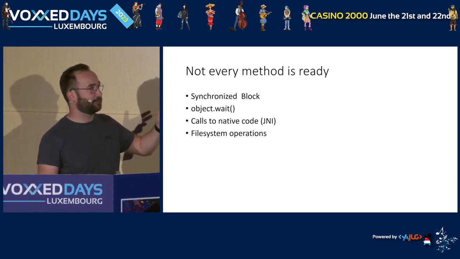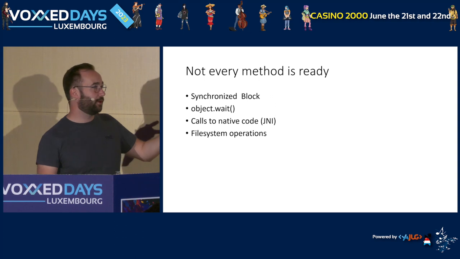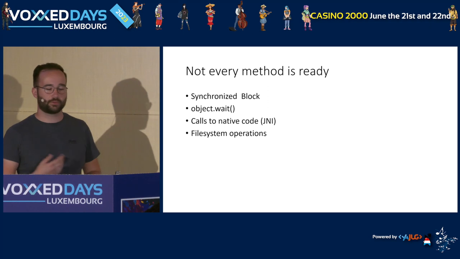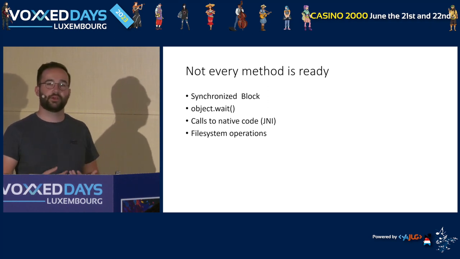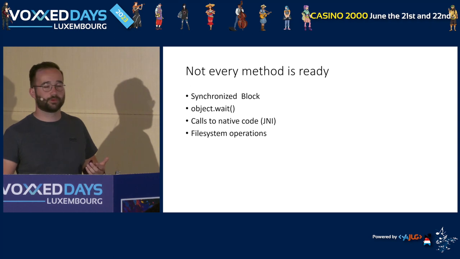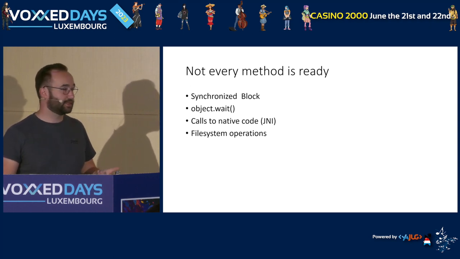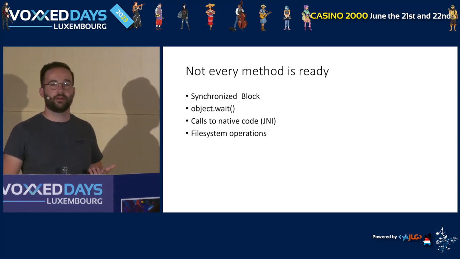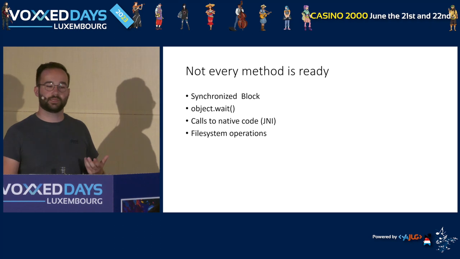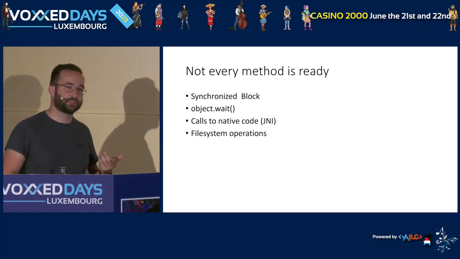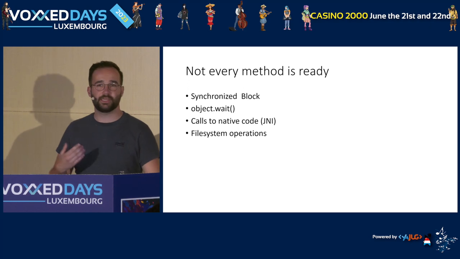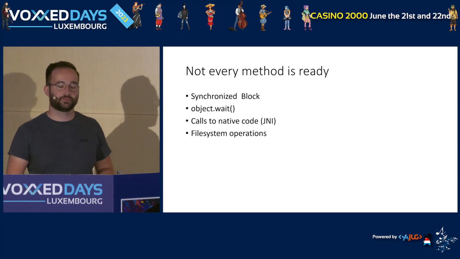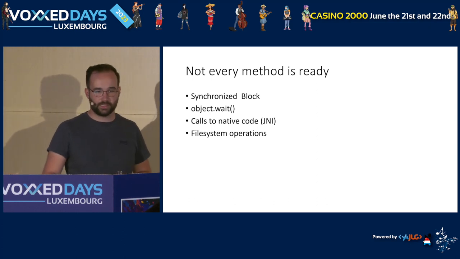Your virtual threads are being pinned when you call one of those four methods. Because when you enter a synchronized block, you do an object.wait, you make a call to native code, or even some file system operations, to be precise on some operating systems, not all of them, your virtual thread will be pinned. And then it can't be moved from its carrier thread and it will be stuck. And this will hurt your scalability. Because then your carrier thread is also blocked, it's just waiting, and it won't run any virtual thread in the meantime, which isn't really that great.